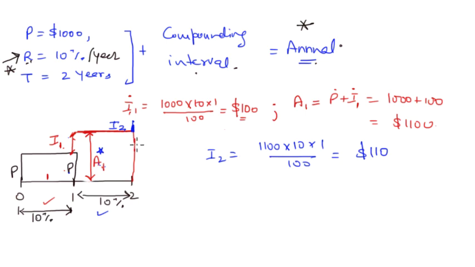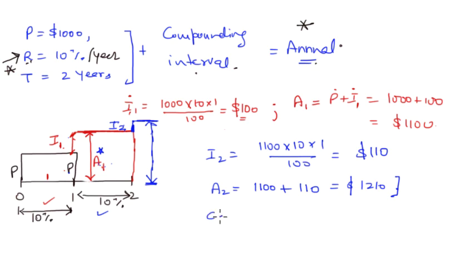Fair enough, right? Now what is the total due at the end of year 2? The total due will be, of course, I2 plus the principal, which is A1, right? So the total due at the end of year 2 will be 1100 plus 110. That is 1210. Now keeping this in mind, you tell me how much money we have paid back as interest on this loan using this compounding thing.